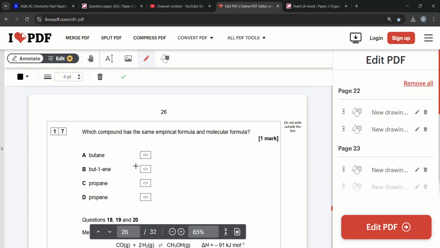Question 17. Which compound has the same empirical formula and molecular formula? Okay, so butane. Okay, we're going to have to draw them all out, I guess. Methane, ethane, propane, butane. Fill in the hydrogens. Ethane, propane, butane. C4, 1, 2, 3, C4H10.